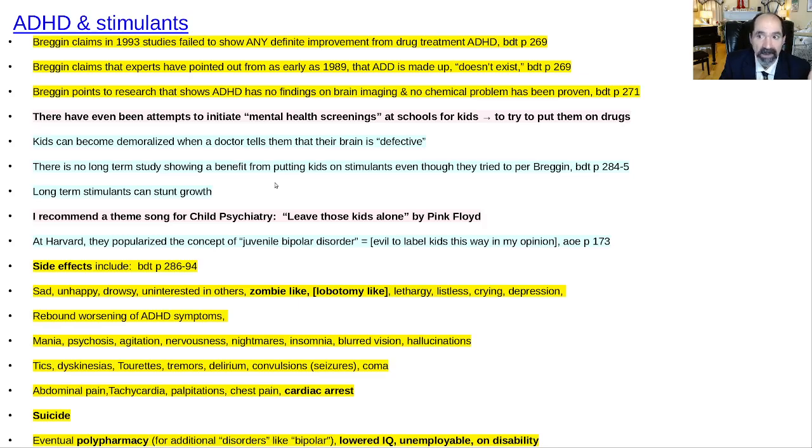Can you imagine that? Even under optimal conditions, to make a bogus study to show that the drugs are beneficial, they can't show the drugs are beneficial. That's how bad the drugs are. They also tend to stunt the child's growth, make them shorter. If I had to come up with a theme song for child psychiatry, it would be from Pink Floyd, Leave Those Kids Alone. It's really a disaster.